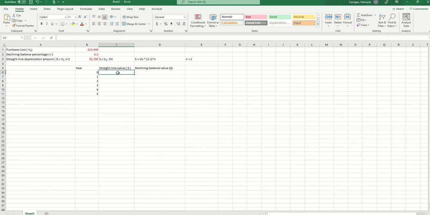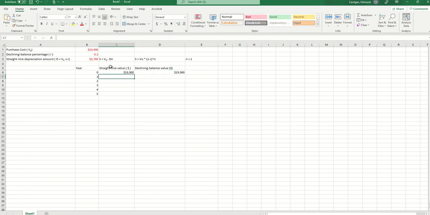Now over here, the original value in year 0 is equal to V naught. So now when I put this, I'm going to put it as equals. So put an equals in there, and then if we click on it, it'll put the address of that in there for us. Push enter. It's the same for our first year, equals. Up here, click on it, and then enter.